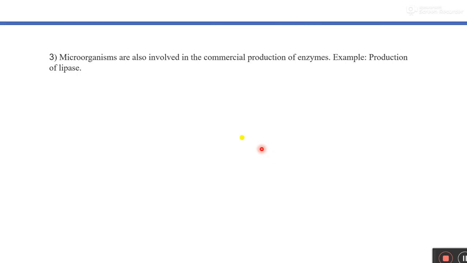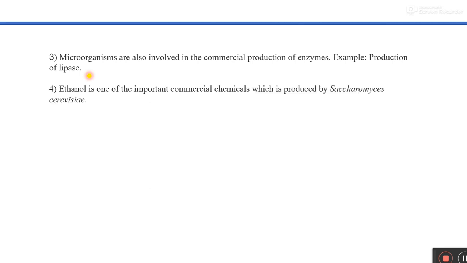So microorganisms are also involved in the commercial production of enzymes, for example, production of lipase and alpha amylase. About alpha amylase, I have already explained. Again, about ethanol, I have already explained.